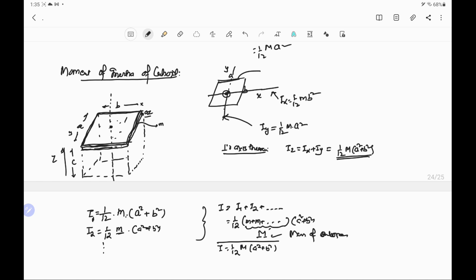This moment of inertia is the moment of inertia of the cuboid about the axis which is parallel to the z axis. That means this moment of inertia is about the axis which is parallel to the side which does not come in this formula. Here two sides are coming, A and B. So it means this is the moment of inertia about the axis which is parallel to C and passing through the center of the cuboid.